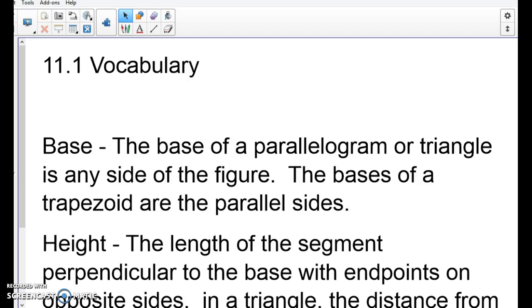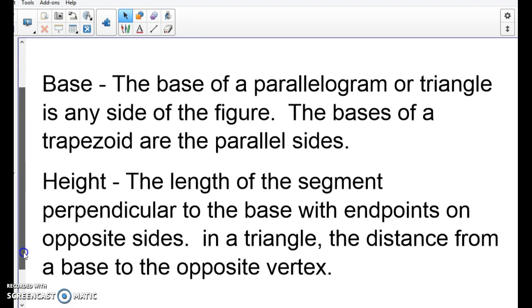Hello, this is Mr. Molo on 11-1, area of parallelograms. We've done area of shapes before. We're just going to be introducing some new shapes, but the way to find the area is going to be exactly the same. We're still going to need to multiply the base times the height, and then for a triangle, half base times height.